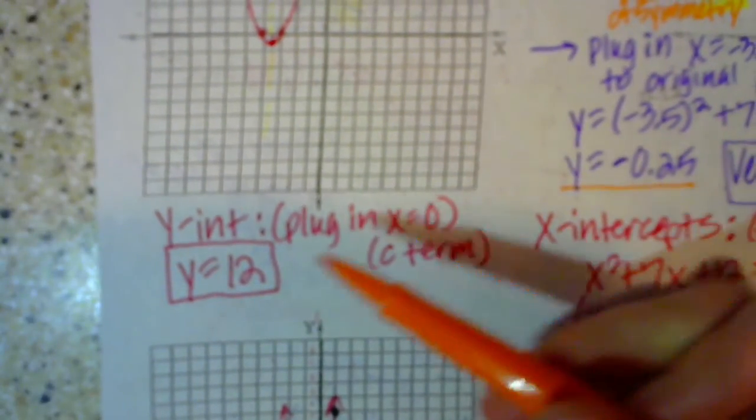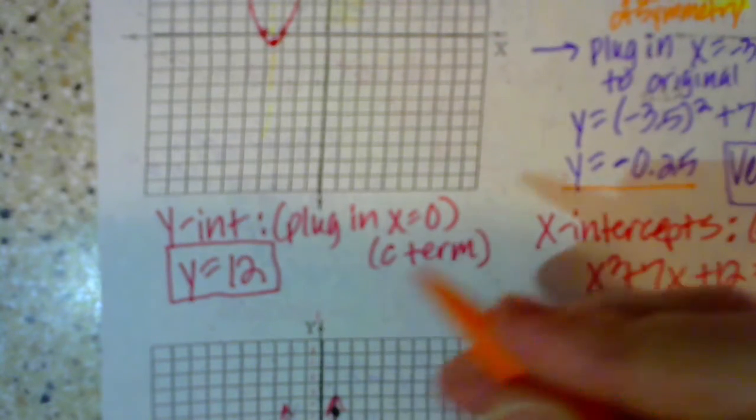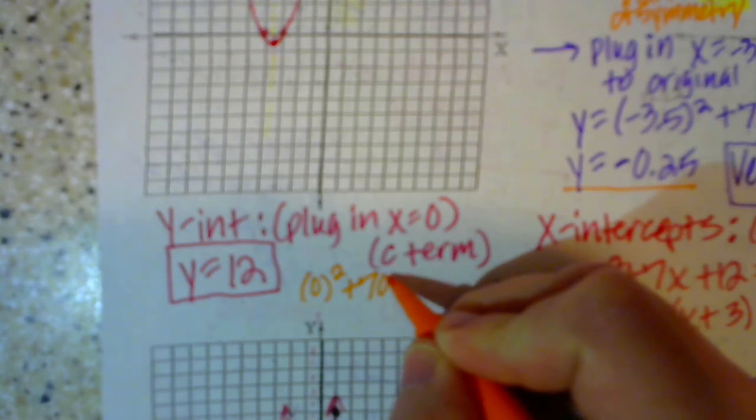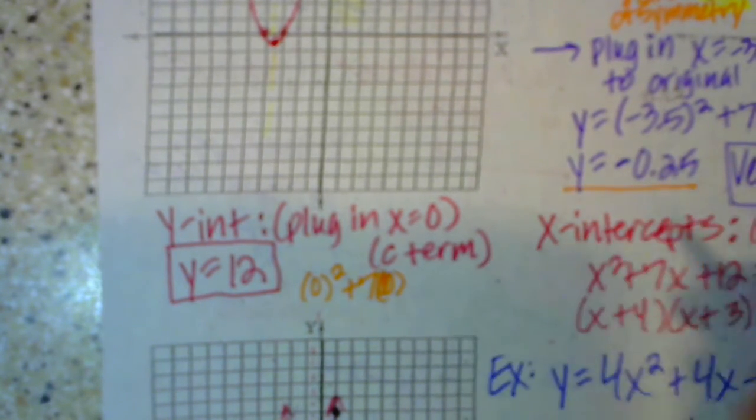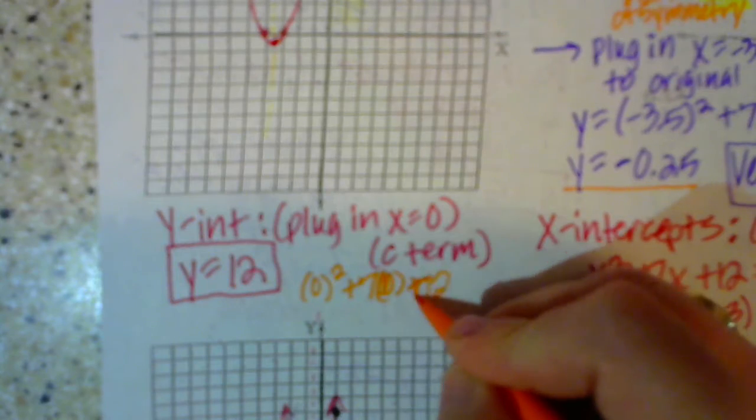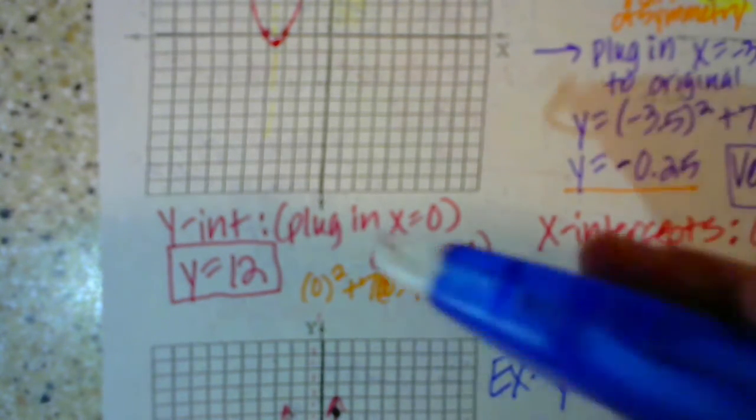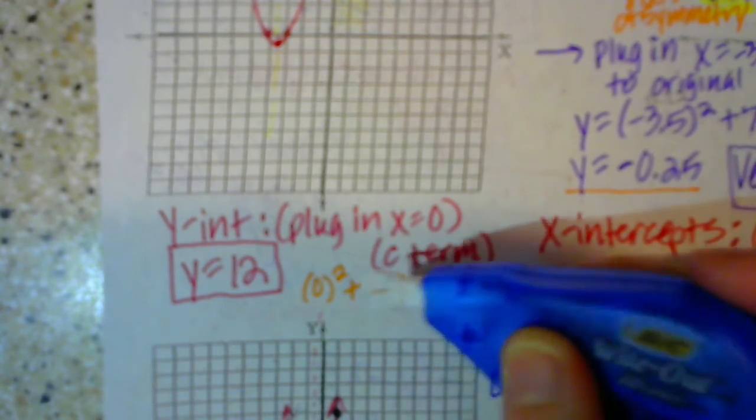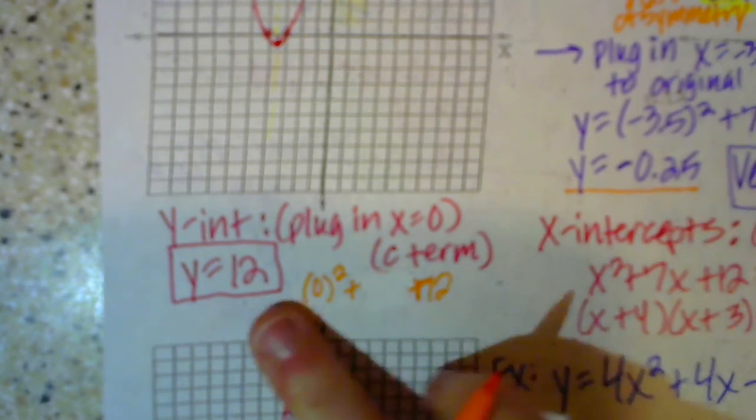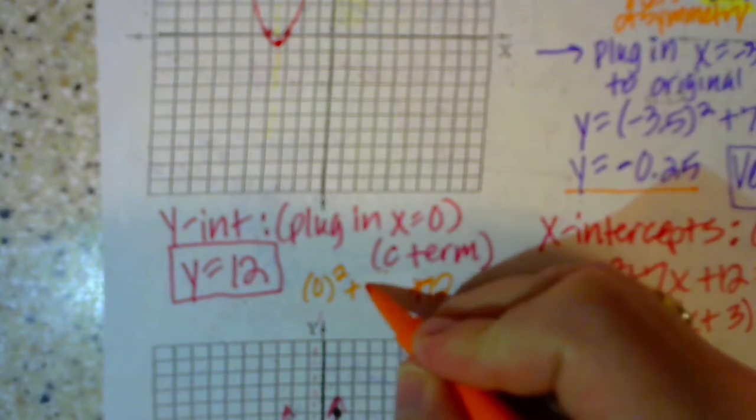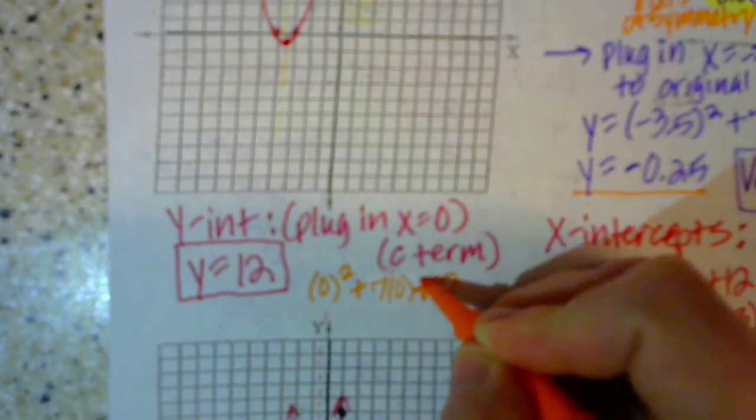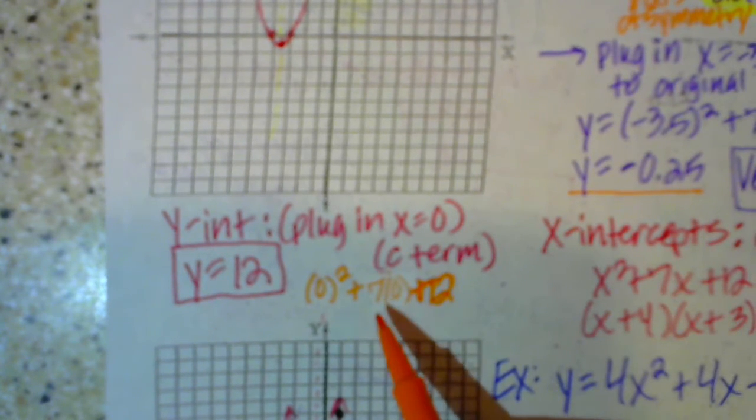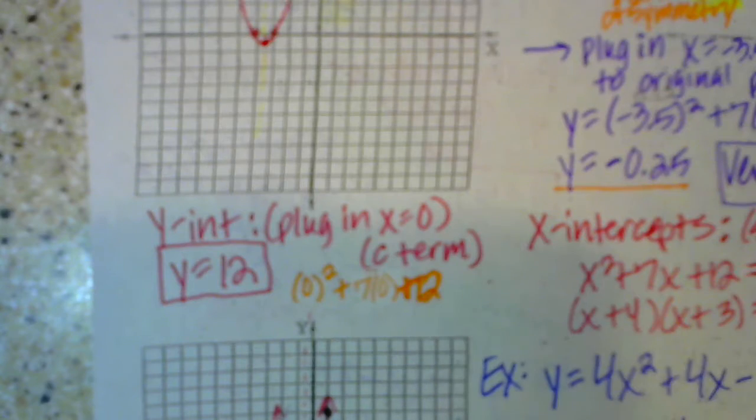Anytime I want to know the y-intercept, I'm going to plug in x equals 0. So 0 squared plus 7 times 0 plus 12. And people realize that when it's in standard form, there's a little shortcut you can take for the y-intercept. Because if I plug in 0 where there's every x, then it's going to make both of these 0. And the only thing left is 12.